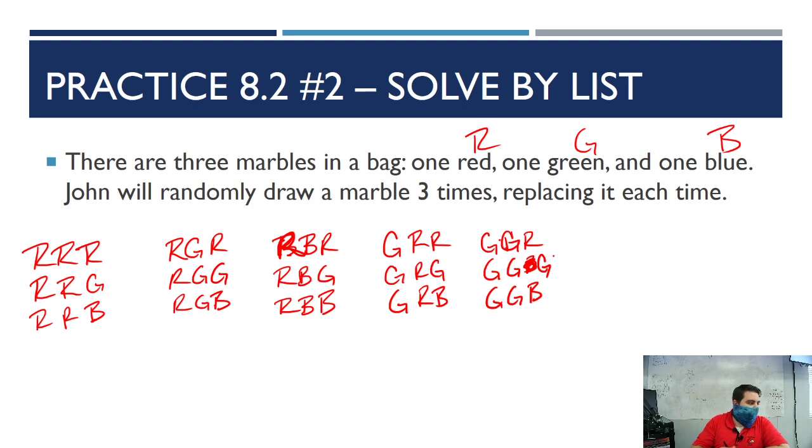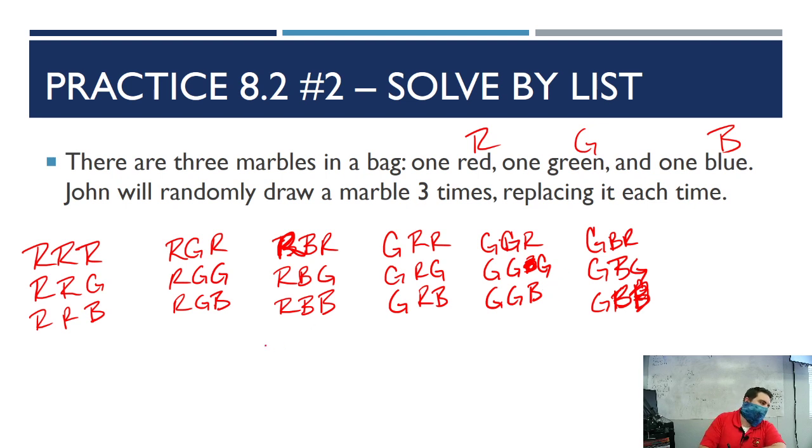All right, and then we could do green, blue, red. We could have green, blue, green. Green, blue, green. Oh my word, this is the problem with these. Okay, so anyway.